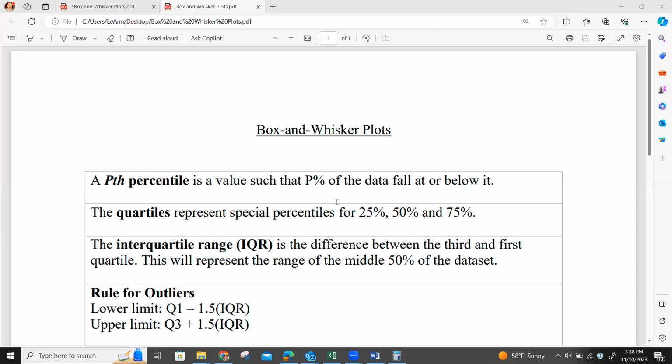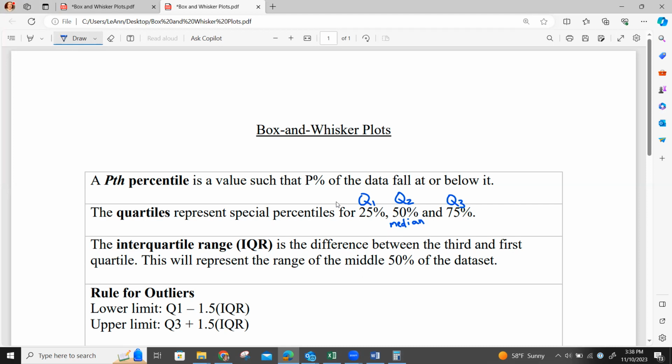Now, there are specific percentiles that are called quartiles, and they represent the 25%, 50%, and 75% below. So the 25th percentile mark is Q1. The 50th percentile is Q2. It's also our median for our data. And the 75th percentile mark is Q3.